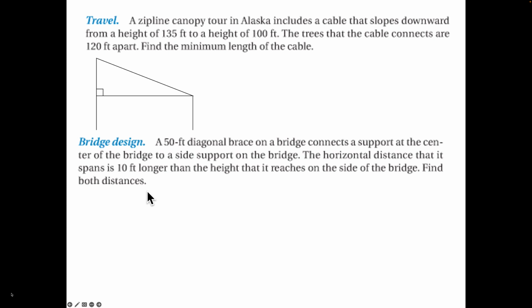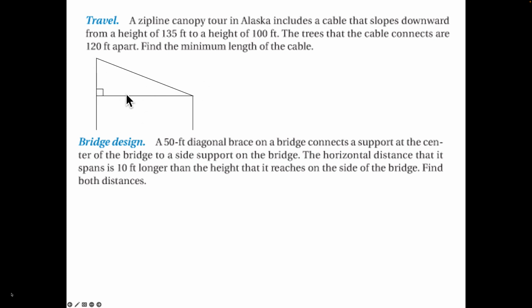All right, two more examples here. Let's see what we got. A zip line canopy tour in Alaska includes a cable that slopes downward from a height of 135 feet to a height of 100 feet. The trees that the cable connects are 120 feet apart. Find the minimum length of this cable.